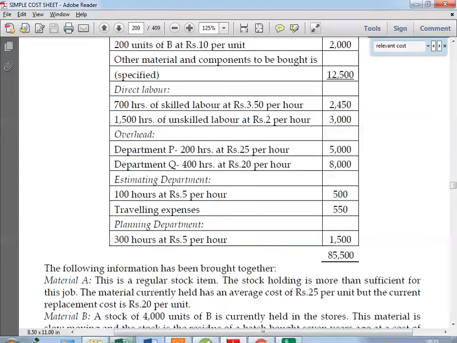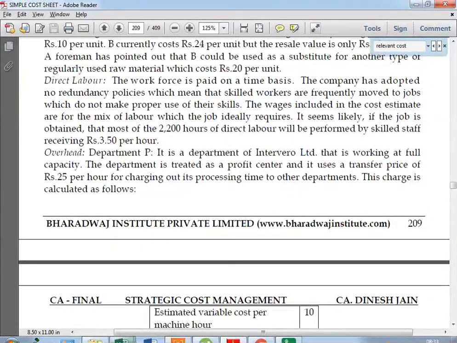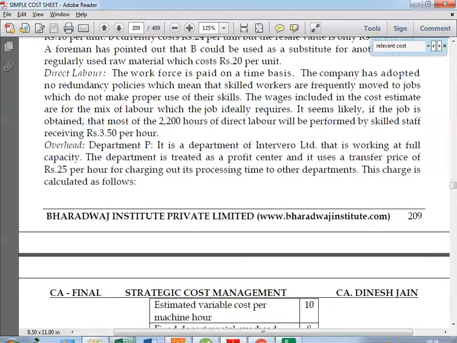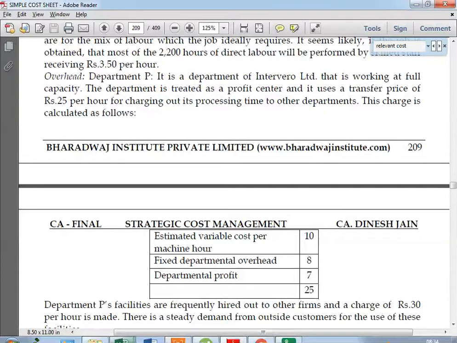Okay, I'll now explain the Department P and Department Q adjustment. Any doubts till now? Now Department P 25, Department Q 20. This is unlike the relevant cost of material and labor I've discussed. This is relevant cost for captive consumption. Department P is a department of Intravero Limited that's working at full capacity. The department is treated as a profit center and uses a transfer price of 25 per hour for charging out its processing time to other departments. The charge is calculated as follows: variable cost, departmental overhead, departmental profit.